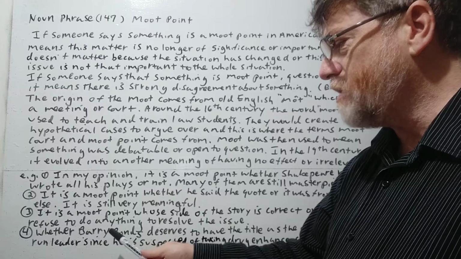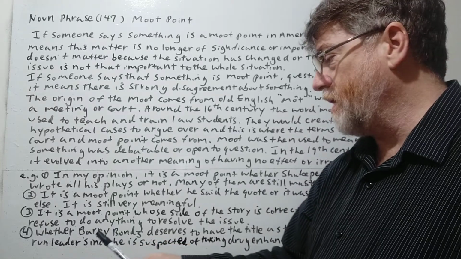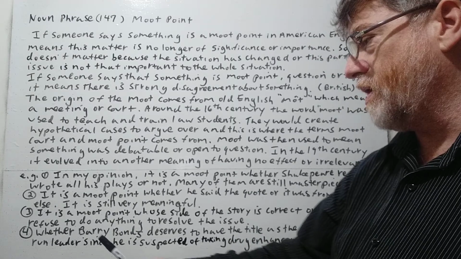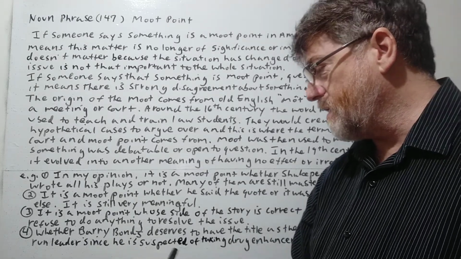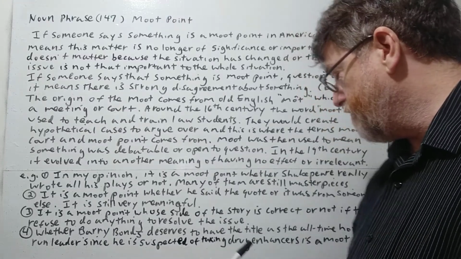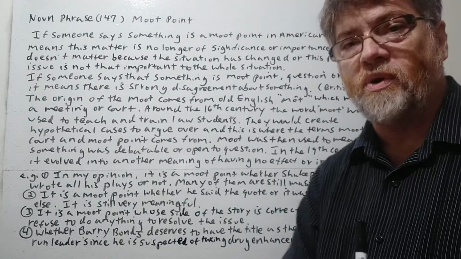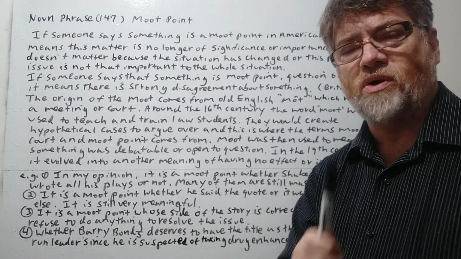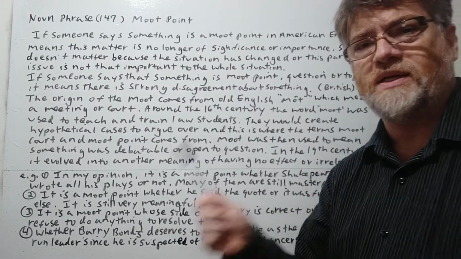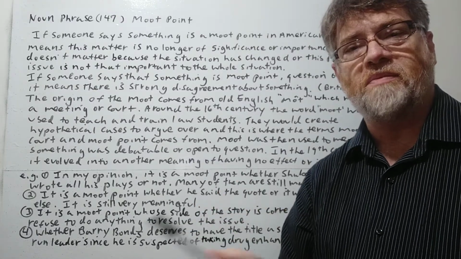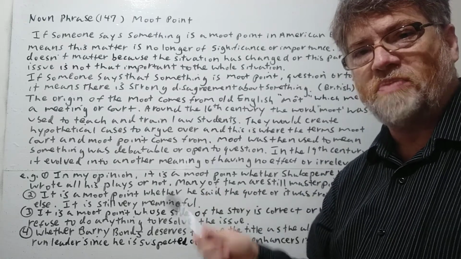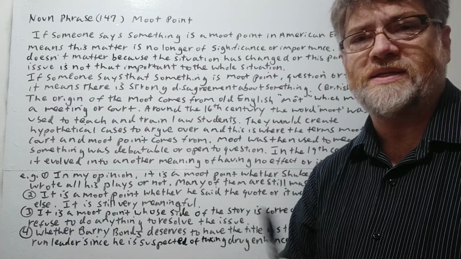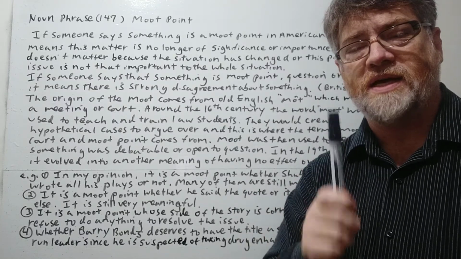All right, and the last one here, this is probably a little bit more the British meaning. Whether Barry Bonds deserves to have the title of the all-time home run leader since he is suspected of taking drug enhancers is a moot point. So it could be more of a controversial one, where there's strong emotions. He deserves this title, he doesn't deserve that title. Some people might think that because he's strongly suspected of taking the drug enhancers, maybe he doesn't deserve it because, in a sense, some people might think it's kind of cheating.